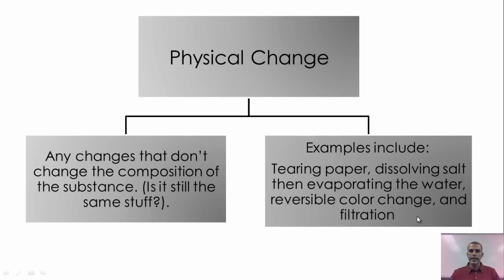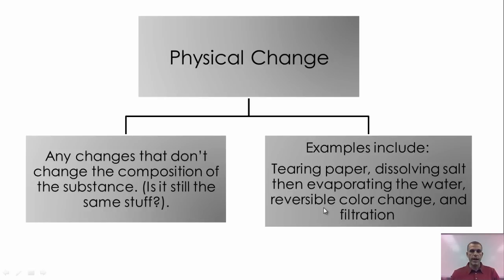Okay, so what we're looking at here is the physical change. With physical change, we're talking about any changes that don't change the composition of the substance. It's still the same stuff. Some of the examples that you can see, and maybe you've already seen a demo or might be seeing some demos in class, include tearing paper. When you tear paper, you're not changing it chemically. You're changing maybe what it physically looks like, but you can't change the chemical makeup, the atoms within it. You're not rearranging the atoms.